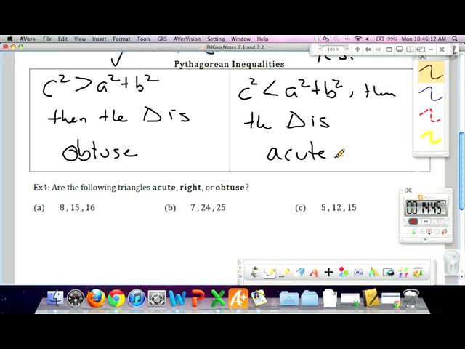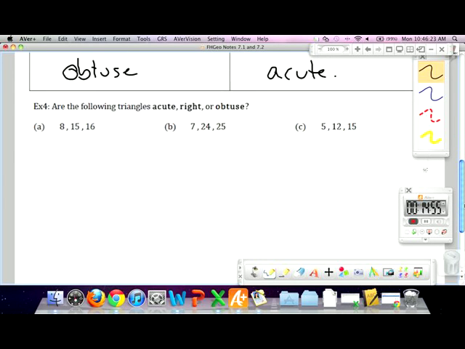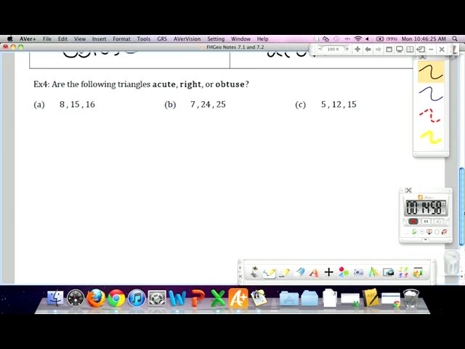Okay. I'll check the first one with you. You'll check the last two on your own. So c has always got to be the largest value. We're going to pick out the largest value in this triple and make that our value of c. In this case, 16 squared. We'll check 16 squared versus 8 squared plus 15 squared.